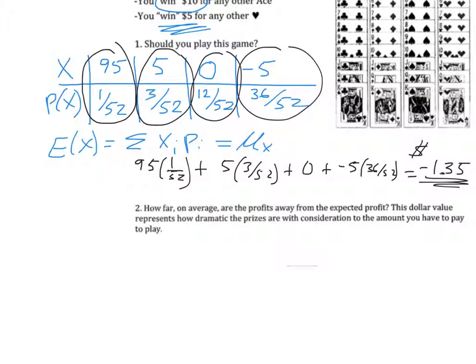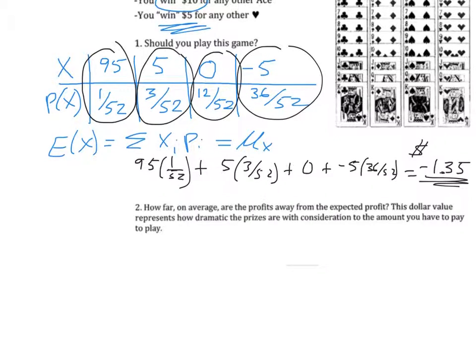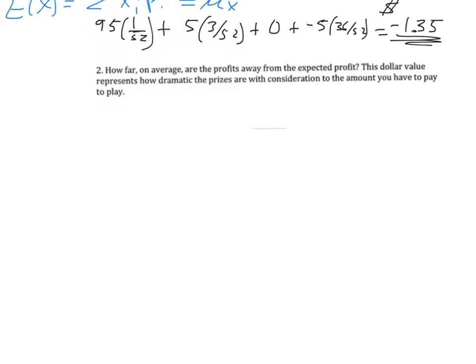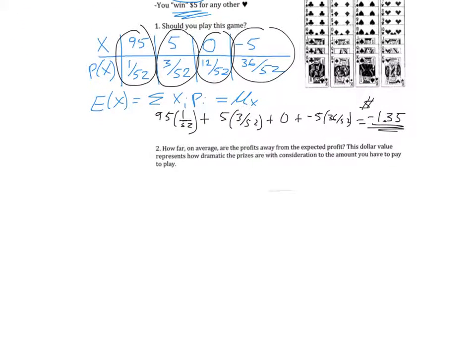And the last thing I want to show you is how to calculate the standard deviation for a game like this. And it's a little bit difficult to explain what it is, but I'll try my best here. Question 2 is asking, how far on average are the profits away from the expected profit? The dollar value that we're looking for will represent how dramatic the prizes are with consideration to the amount of money that you have to pay to play. So let's figure out the answer first, and then I'll talk about what the question is actually asking, and what the answer actually means.